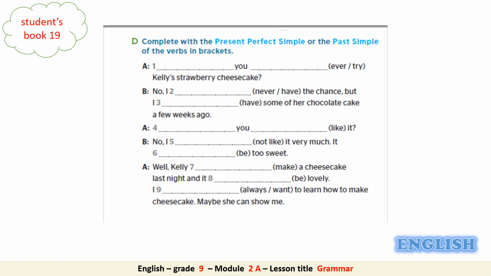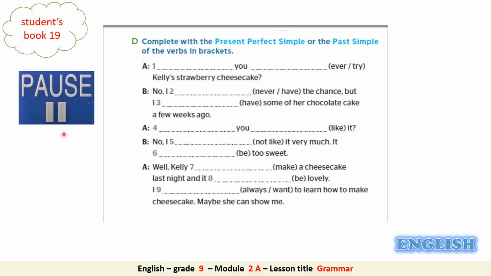Now, Students Book, page 19, let's do this exercise. Complete with the present perfect or the past simple of the verbs in brackets. Here we have 9 blanks. We are going to put the verbs in brackets in the correct tense, either present perfect simple or past simple. Before that, could you please pause the video and try to do the exercise? Go ahead. Okay, now let's do it together.